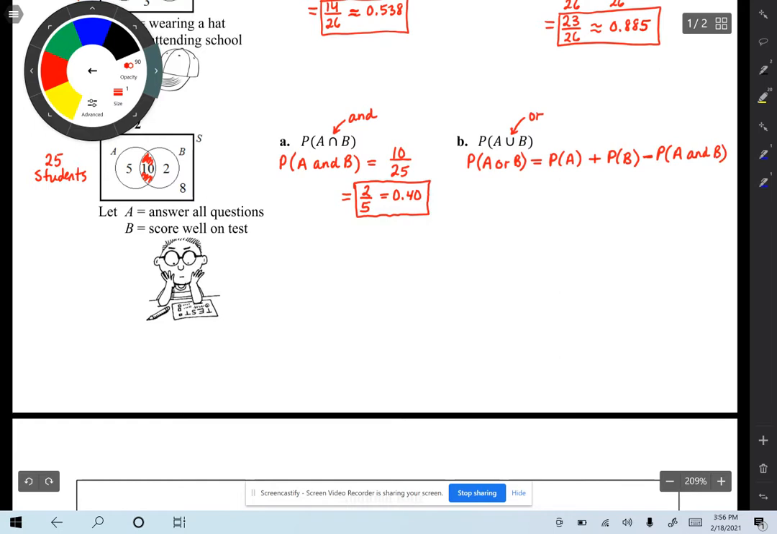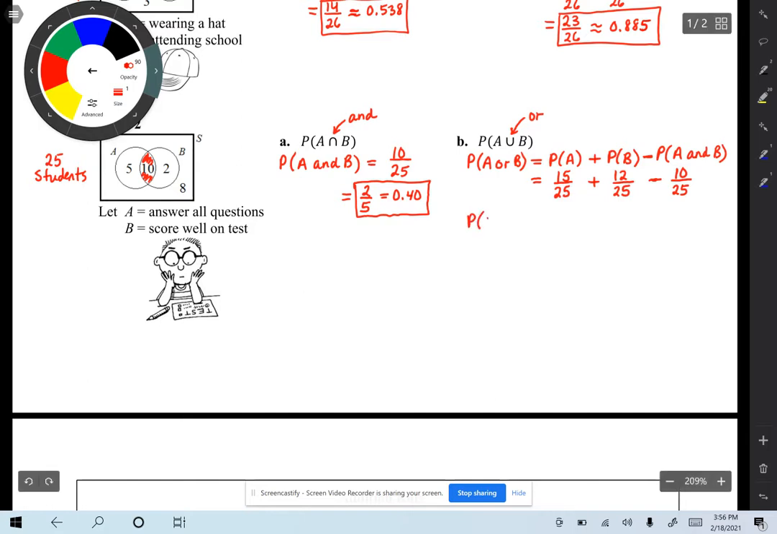Here's where I'm getting this. Anytime you have an overlap, you have to subtract it because you don't want to double count. So the probability of A is 5 plus 10 is 15 out of 25. The probability of B is 10 plus 2, which is 12 out of 25. And notice we double counted. We can't double count. We included 10 in both of those groups. So we have to subtract what they both have in common. So we want to subtract the 10 out of 25, and that'll give you the probability of A or B.